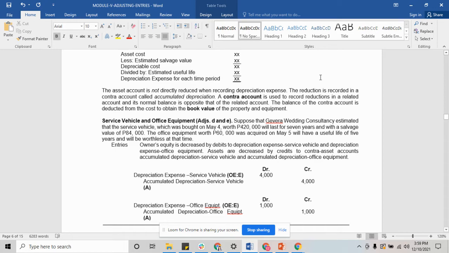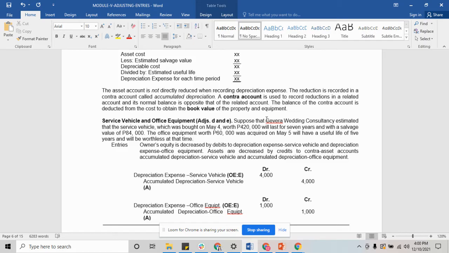For example, service vehicle and office equipment. Suppose that Rivera Wedding Consultancy estimated that the service vehicle which was bought on May 4, worth 420,000, will last for 7 years and with a salvage value of 84,000 pesos. The office equipment worth 60,000 was acquired on May 5, which will have a useful life of 5 years and will be worth less at the time. Paano natin siya i-analyze? Paano natin i-compute ngayon yung depreciation expense niya?